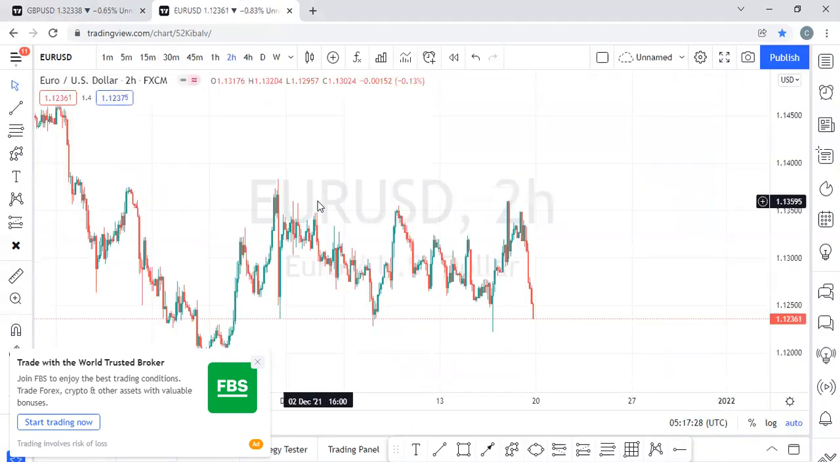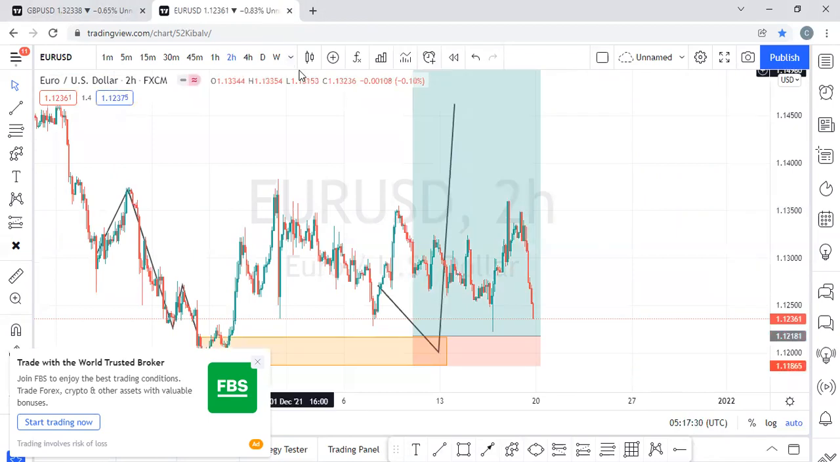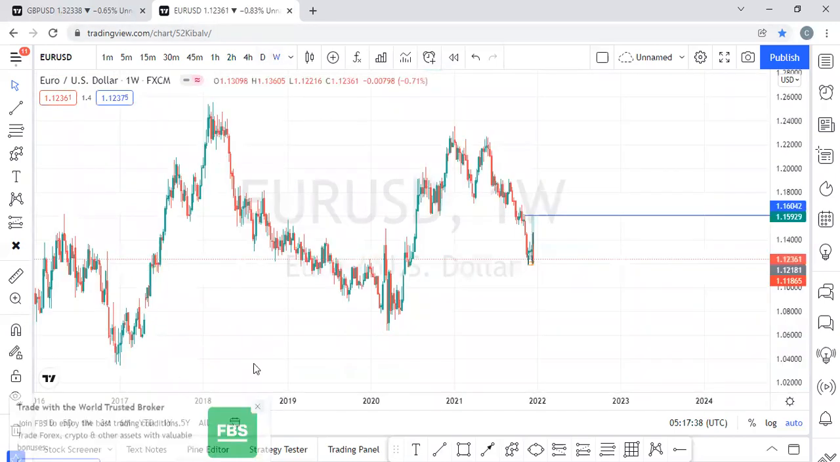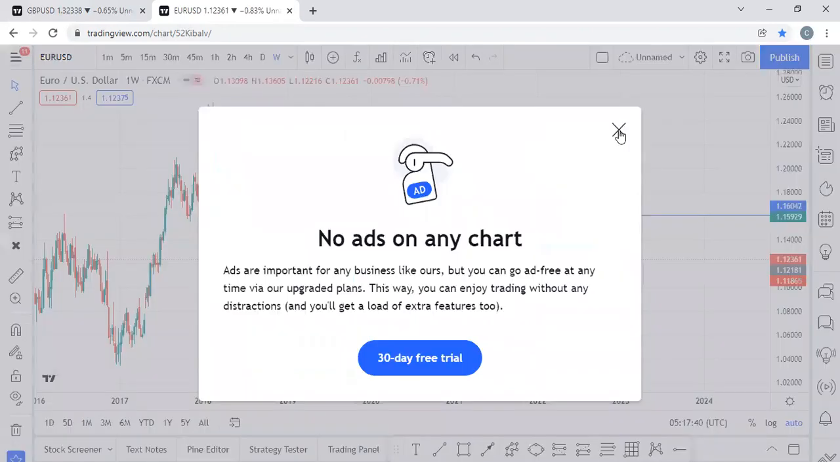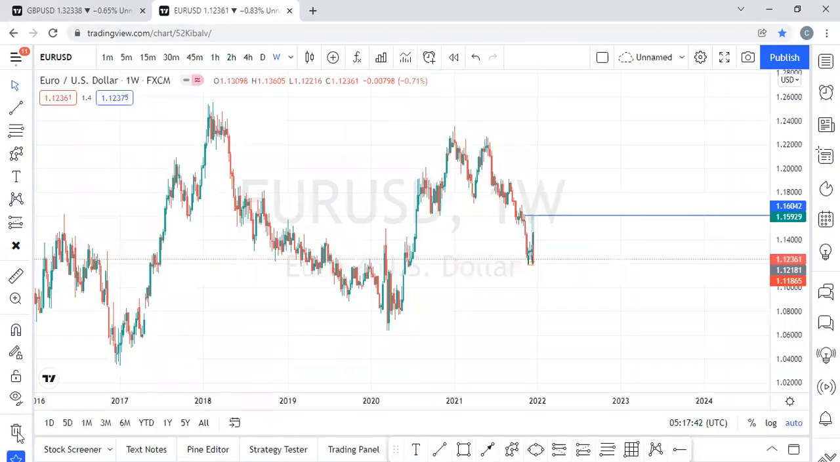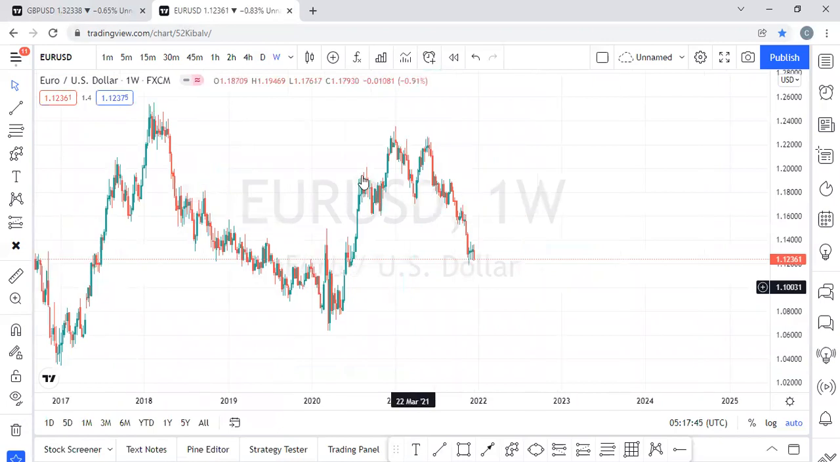Now, the same drill. Let's go to the weekly time frame. We want to see what is happening on the bigger time frame, weekly and all of that. Using the weekly time frame, you can see that this market has a higher high, higher low, higher high, and a break of structure. The weekly time frame is pretty bearish.